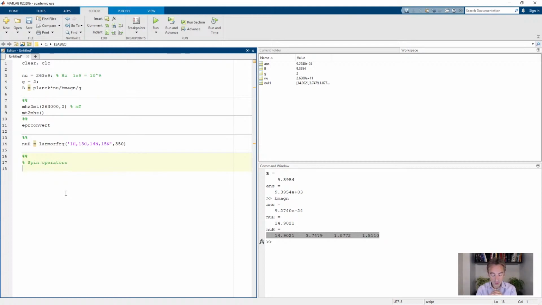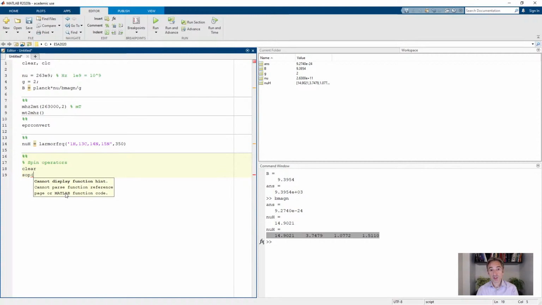If you scratch a little beyond the surface of EPR, the first thing you will encounter are spin operators. EasySpin has a full set of functions that support this to build spin operators and deal with them. The simplest one is called SOP, which stands for spin operator, and it calculates spin operator matrices for specific spins.